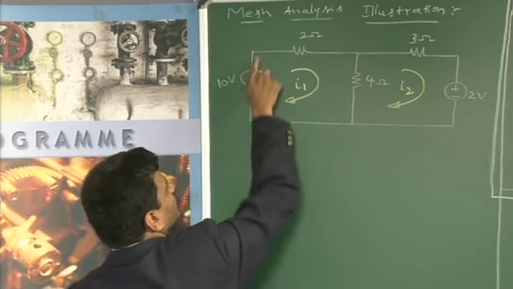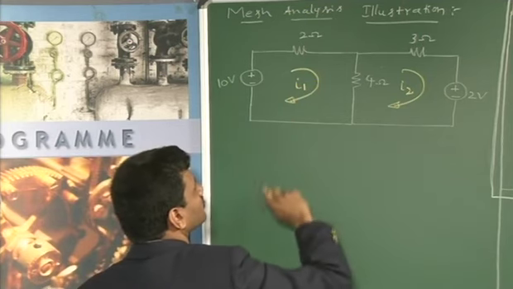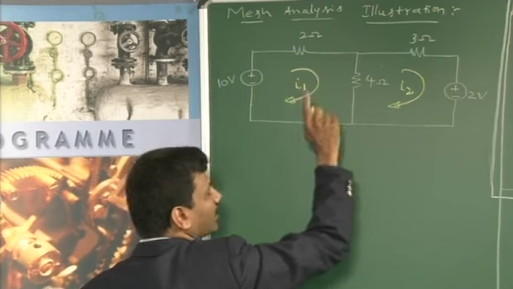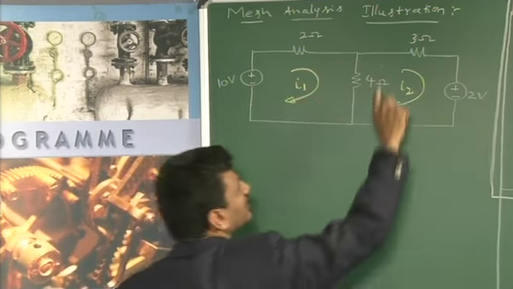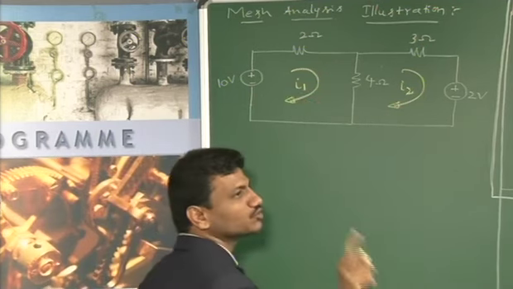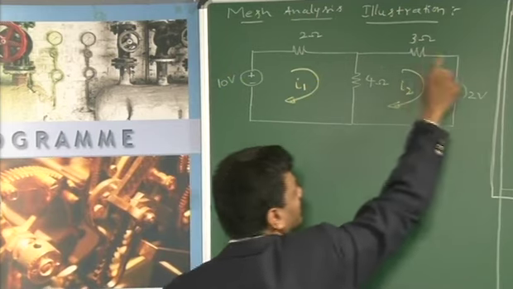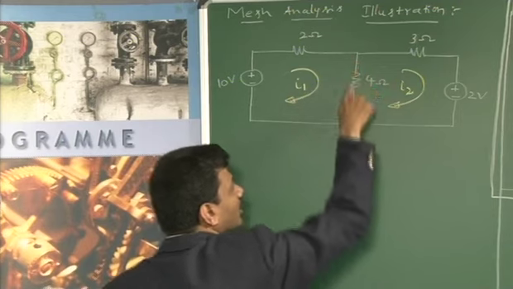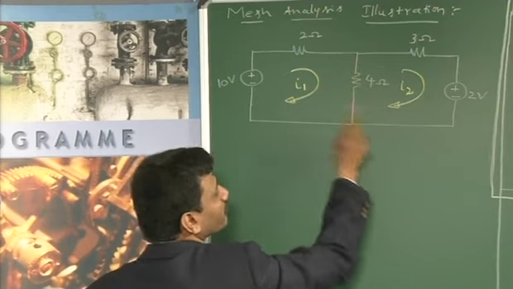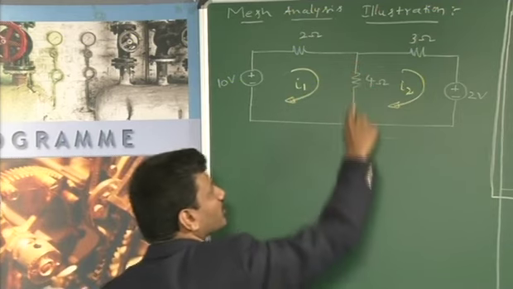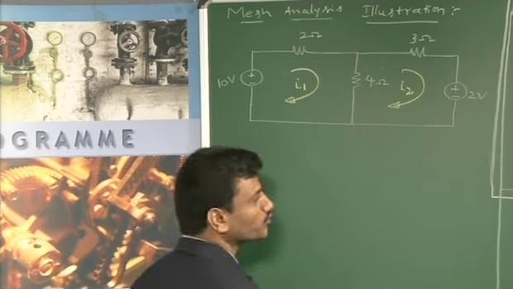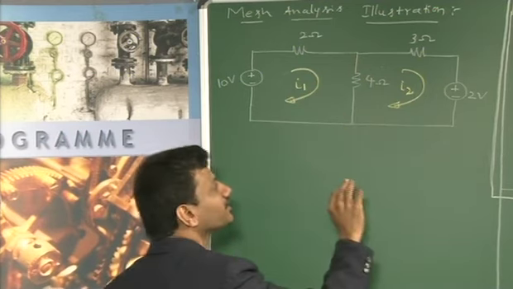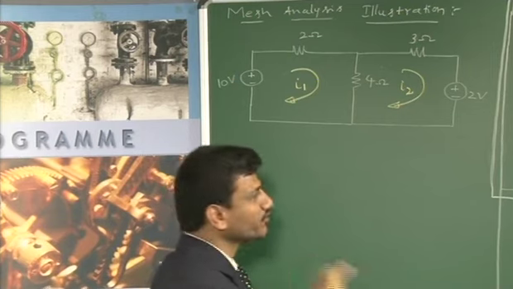Now, this particular arm only belongs to mesh 1, so the current in this arm can be only I1, and this particular arm belongs to only mesh 2, so the current in this arm can be only I2. This particular arm or branch belongs to both the meshes, so whatever current flows through the 4 ohm will be the resultant of I1 and I2. So this is what you have to remember.